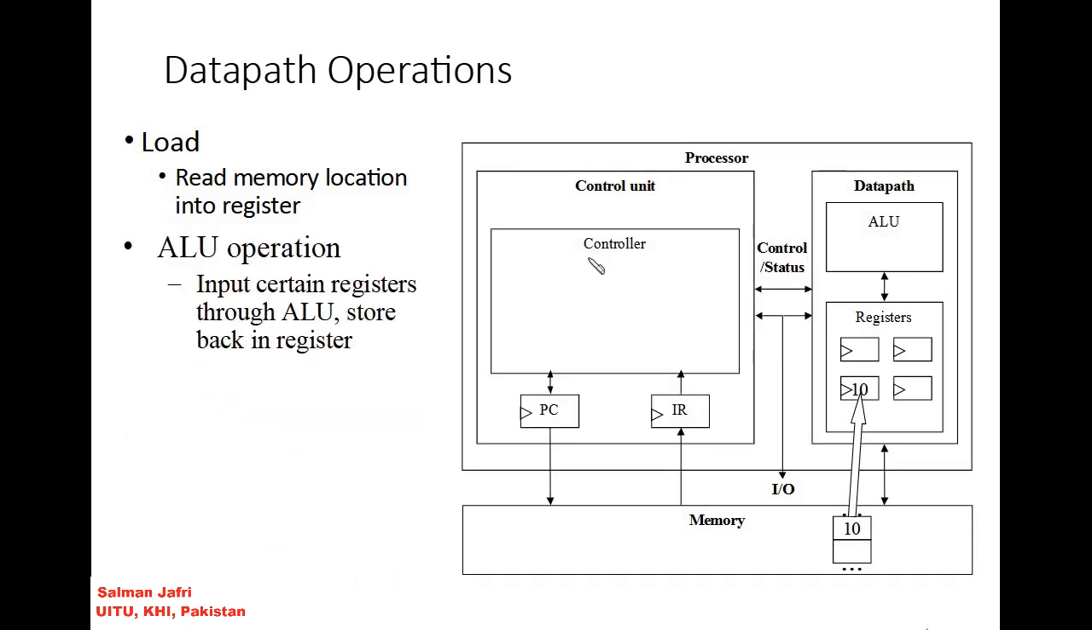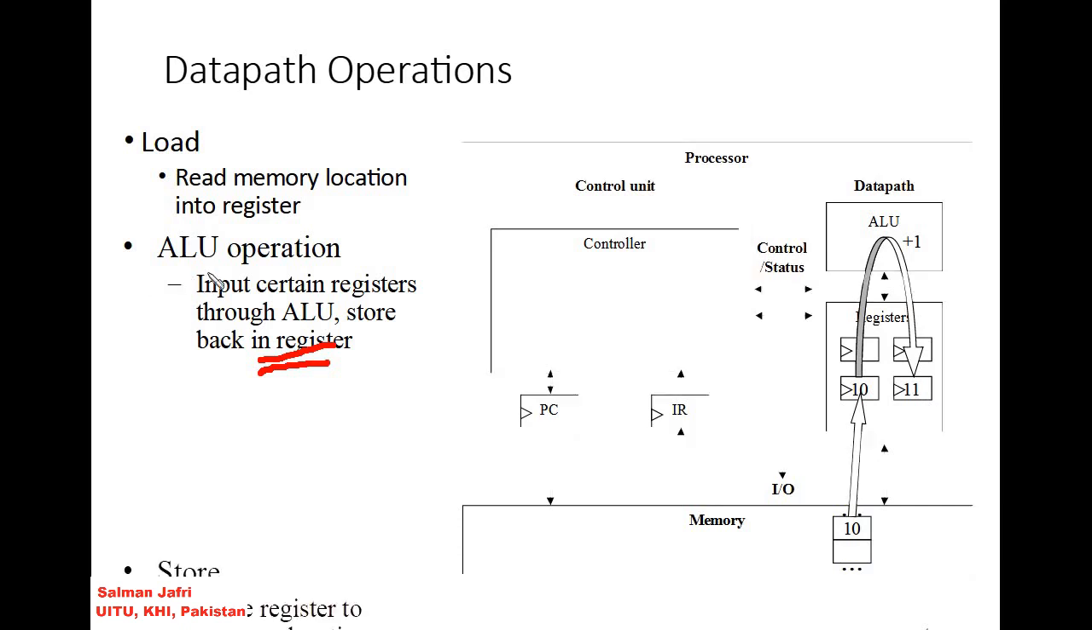Then we have the ALU operation. In an ALU operation, certain registers go through the ALU and the result is stored back in a register. So we might have an ALU operation, which is also called execution. Execution of instructions deals with the ALU operations basically. So let's say we are adding a 1 to this value, so this is the ALU operation, and the result would be written back in another register, or the result might also be written back into the same register. It depends on the program. So the value of 11 is written over here after the result of the ALU operation.